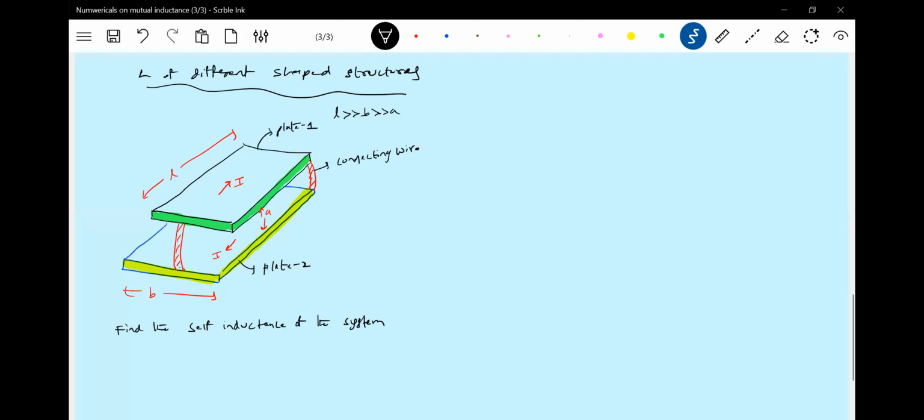How to find this? What is the only basic formula we have? You have to take help of the basic formula. What it says is, self-inductance we define as flux linking per unit current. Flux linking the system per unit current flowing in the system. The ratio of that is the self-inductance. So we'll try to find the flux produced.